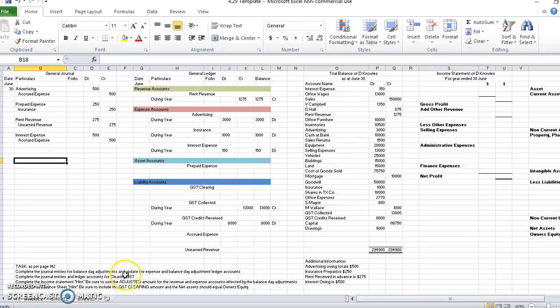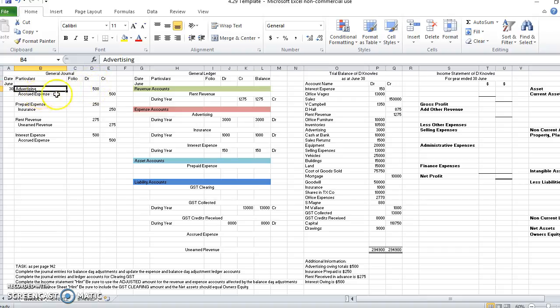Our next step will be to update the expense and balance day adjustment ledger accounts. So, how many ledger entries do we need to make from this journal? Well, we count up every journal entry. We go 1, 2, 3, 4, 5, 6, 7, 8. We need to make 8 ledger entries in total. If we haven't made 8, we're not done yet. So, we need to make sure we read it the same way every time.